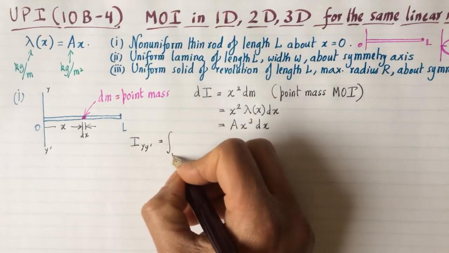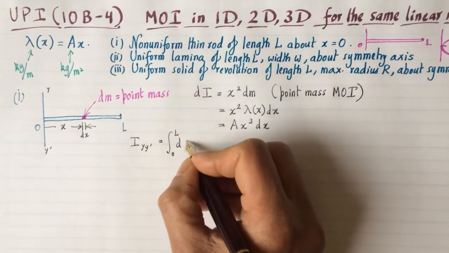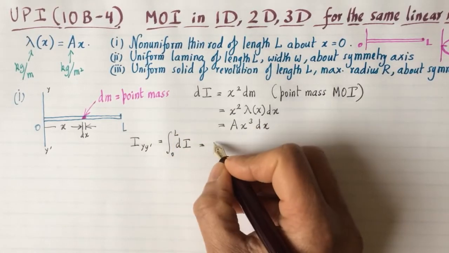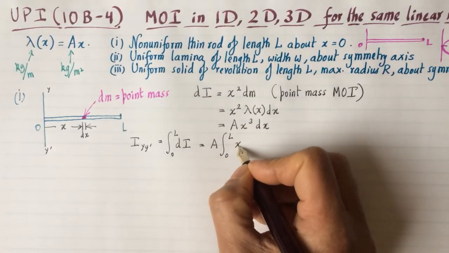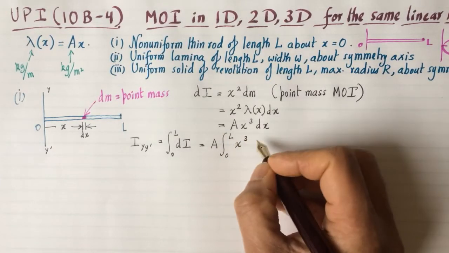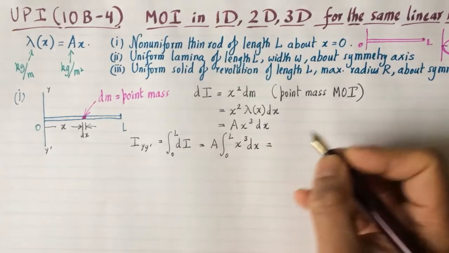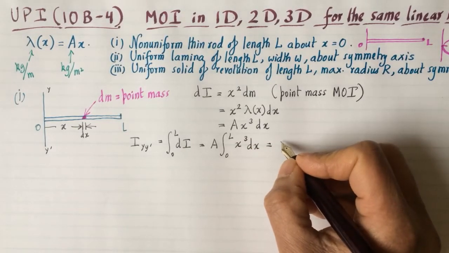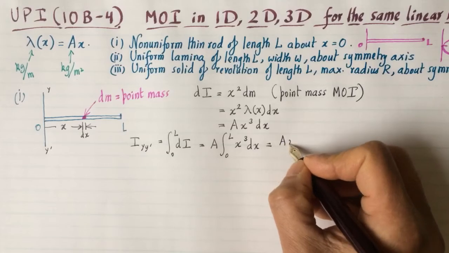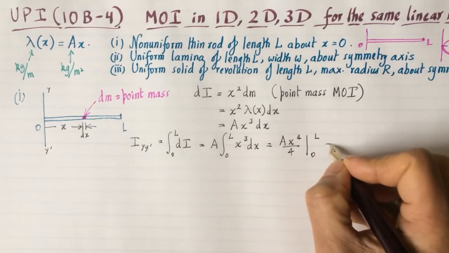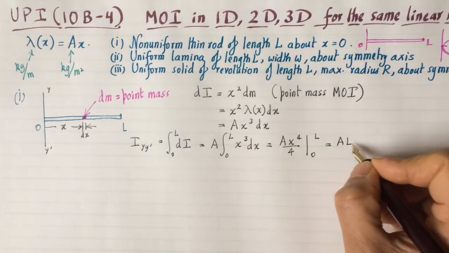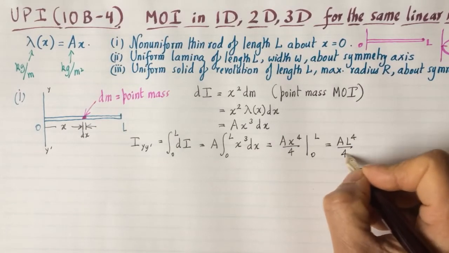is just going to be the integral from 0 to L of the dI. And so A can be taken outside since it's a constant. The integral of x cubed dx is x to the 4 over 4, which gives me A L to the 4 over 4.